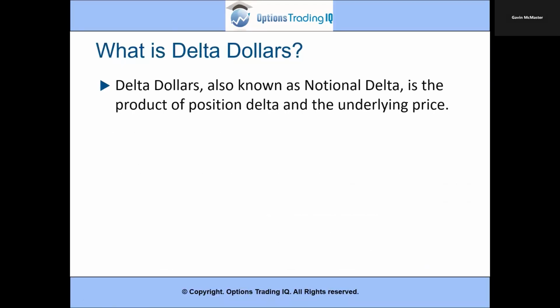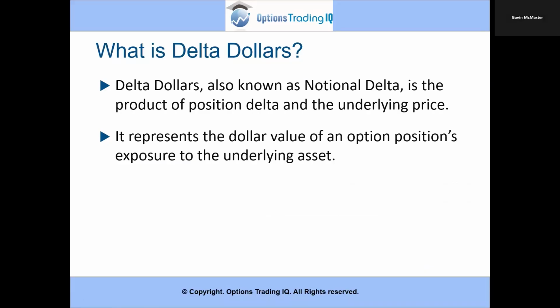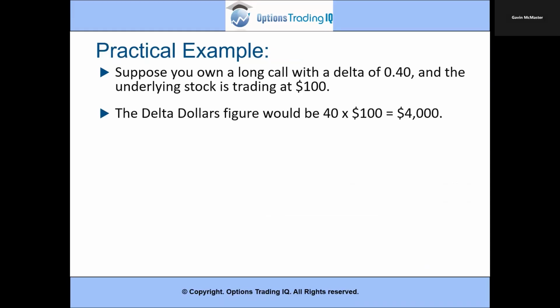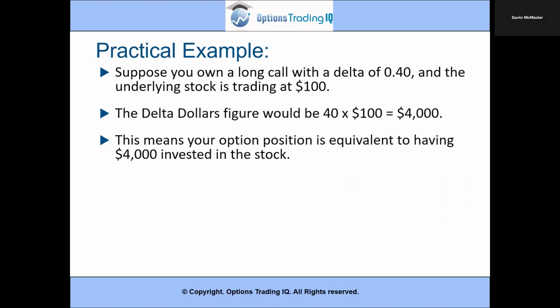So delta dollars is also known as notional delta, and it's the product of position delta and the underlying stock price. It represents the dollar value of an option position's exposure to the underlying asset. Suppose you own a long call with a delta of 40 and the underlying stock is trading at 100. The delta dollars figure would be 40 times the stock price of 100 equals 4,000. So that's our delta dollars number, $4,000. This means your option position is equivalent to having $4,000 invested in the stock.